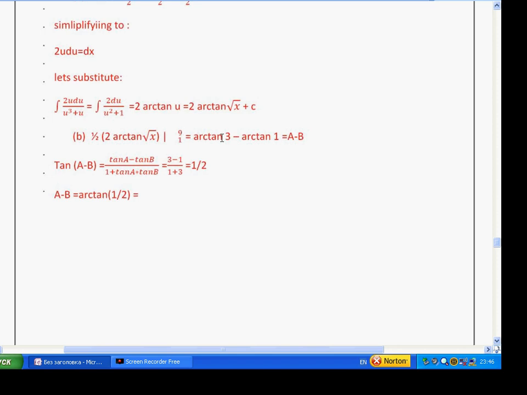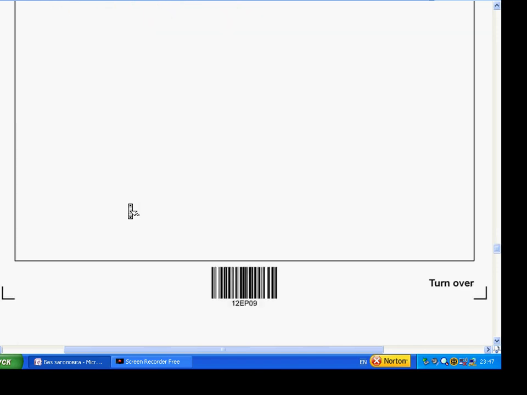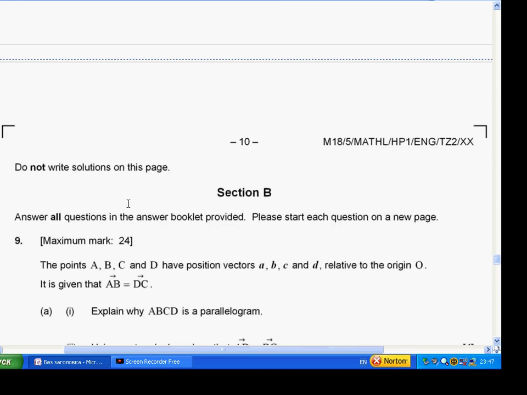So we get arctan 3 minus arctan 1. Let's call one angle A, another B. Then we get the tangent of the difference A minus B, and here instead of tangent A we put 3, instead of tangent B we put 1, so we put these values and we get 1 over 2, and return again to A minus B. A minus B is arctangent of one half. This question is done. This is section A.